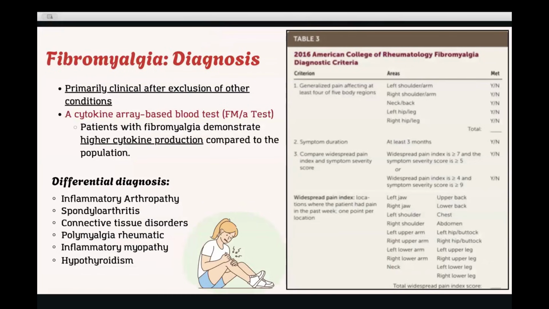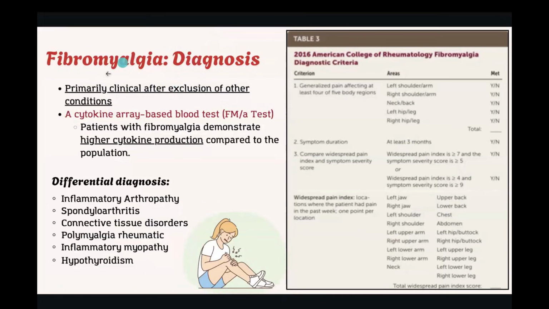So for diagnosis, it mainly occurs clinically after exclusion of other diseases. Now, this is a new thing the doctor has added in your slide, the cytokine array-based blood test. Patients with fibromyalgia demonstrate higher cytokine production. So we basically measure the cytokines in the body. If they are high, this suggests fibromyalgia. Again, it's not diagnostic, and they do not usually do it because it's very expensive. It does not confirm the disease. It's just good to know.